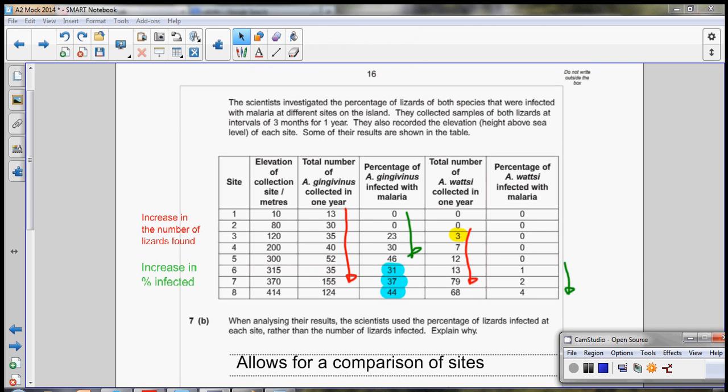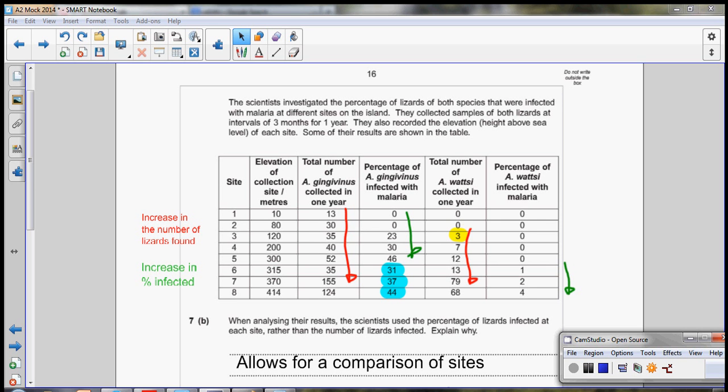Now when we come to look at our table, we've already mentioned the fact that it seems that a higher percentage of A. gingivinus seem to be infected with malaria as you go up in elevation. And in fact, at all elevations, there's a higher percentage of A. gingivinus infected with the malaria. So it could be that the fact that A. gingivinus tends to get infected with malaria more is giving some kind of advantage to the A. wattsi. There is some evidence for that statement in the table.